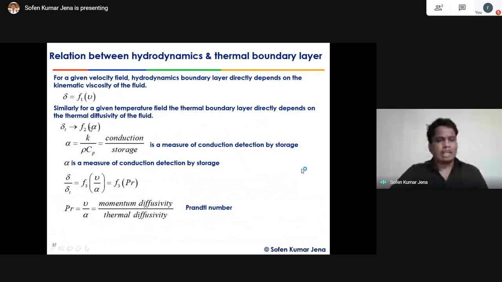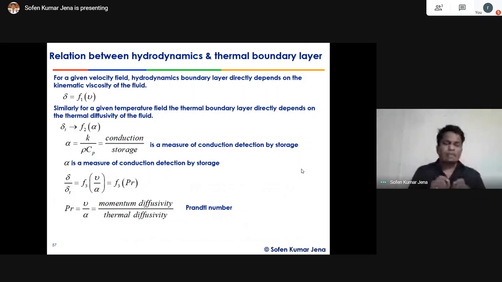So now again, the flow boundary layer is a function f1 of nu. The thermal boundary layer is another function of alpha. If you divide those two, the thickness of the flow boundary layer to the thermal boundary layer, there will be some function of the ratio of two independent variables, nu by alpha. This ratio nu by alpha is known as the Prandtl number. What this Prandtl number is basically explaining is the momentum diffusivity to the thermal diffusivity.